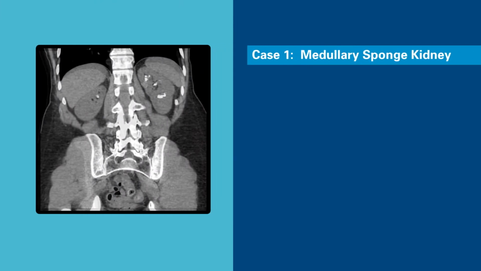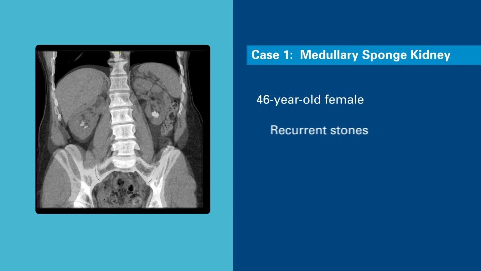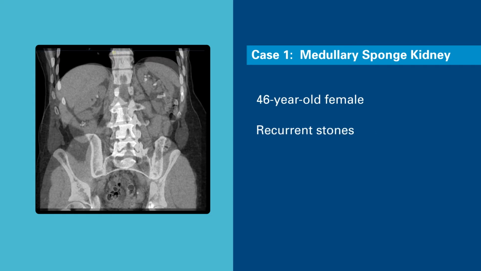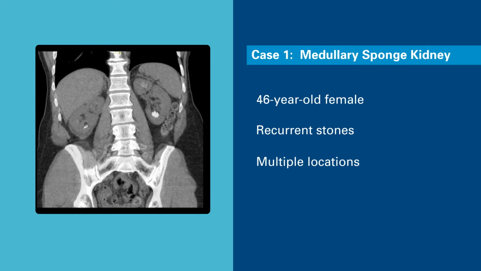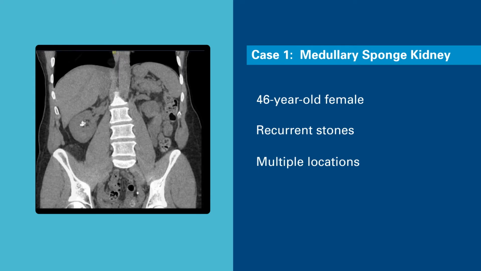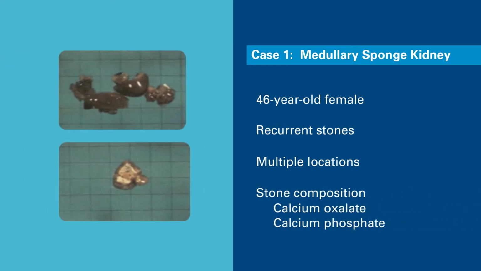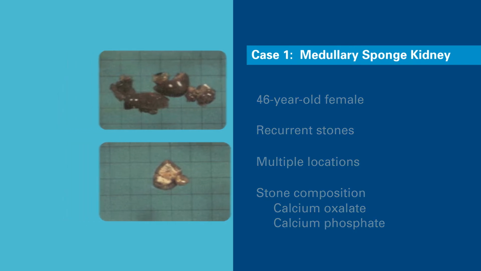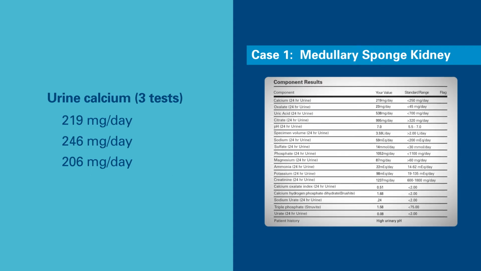So this is a case of a patient with a medullary sponge kidney. She is 46 years old and has had recurrent kidney stones for quite a long time. As you can see by her CT scan, there are multiple stones in multiple areas of the kidney, and the stones were composed of calcium oxalate and calcium phosphate, which is typical. Her 24-hour urine shows 3 different collections which have values of less than 250 milligrams per day, however, more than 200 milligrams per day despite a restricted diet.